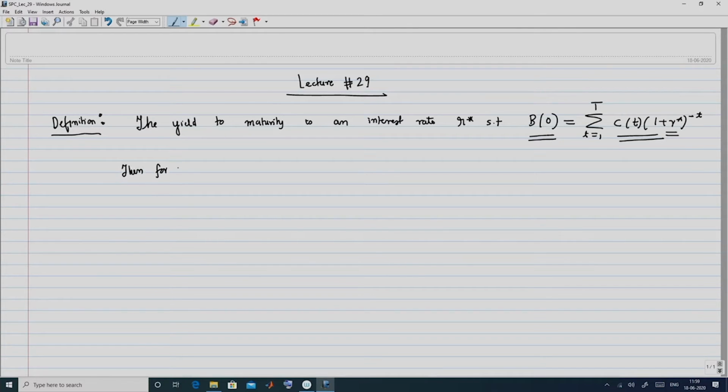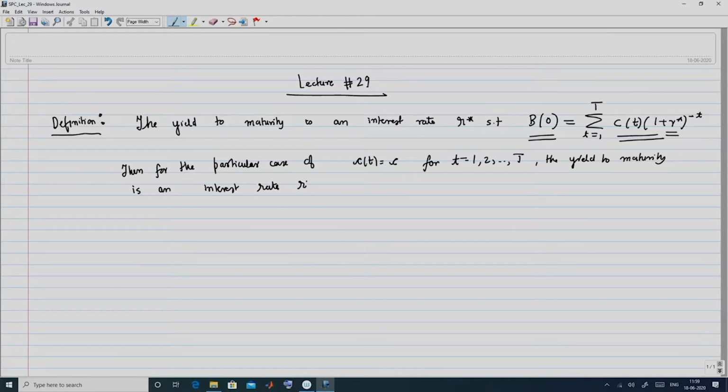Then for the particular case of all the coupons being identical to C for t equal to 1, 2 all the way to capital T, the yield to maturity is an interest rate R star such that B of 0 is equal to the summation over t equal to 1 to capital T of C into (1 plus R star) raised to minus t, plus B of capital T into (1 plus R star) raised to minus capital T.